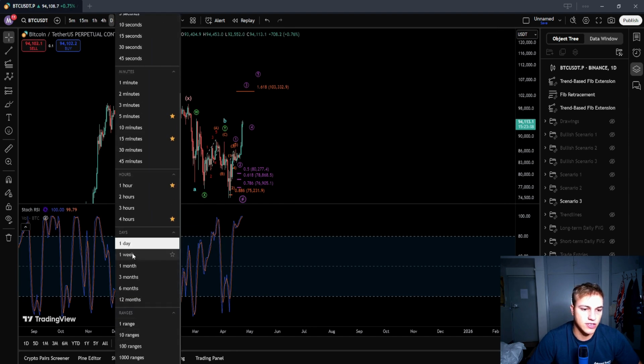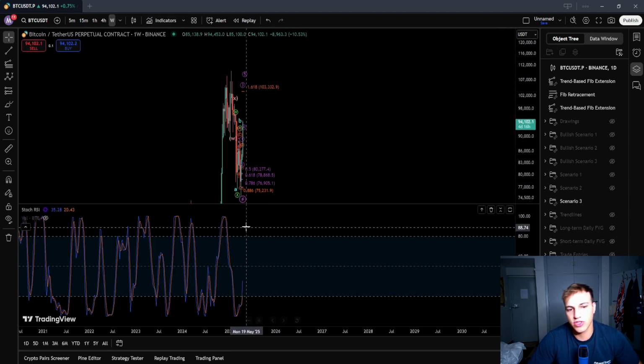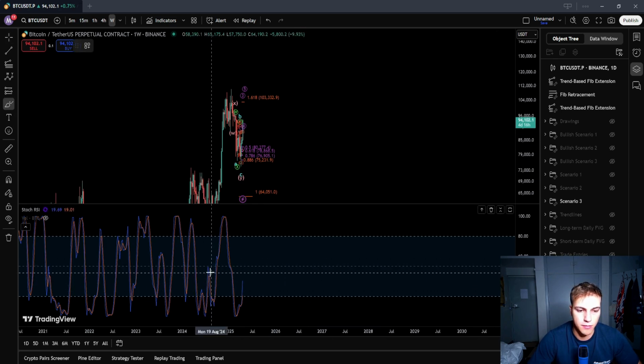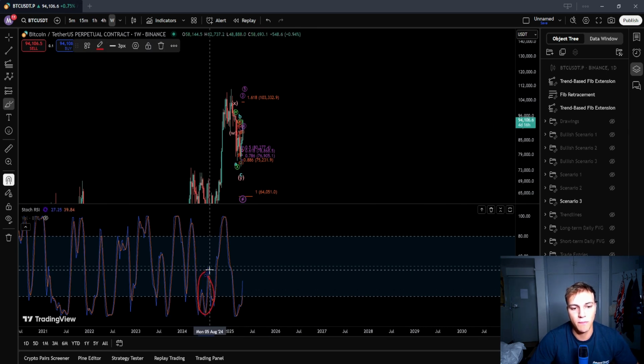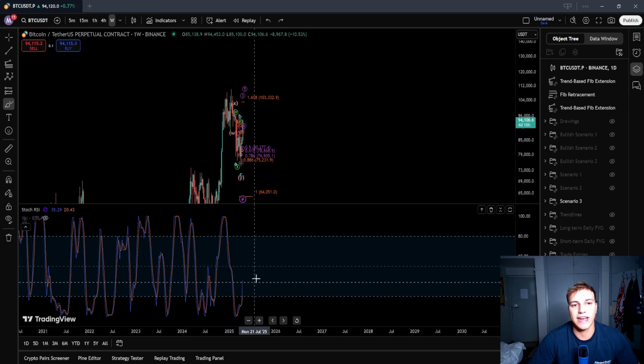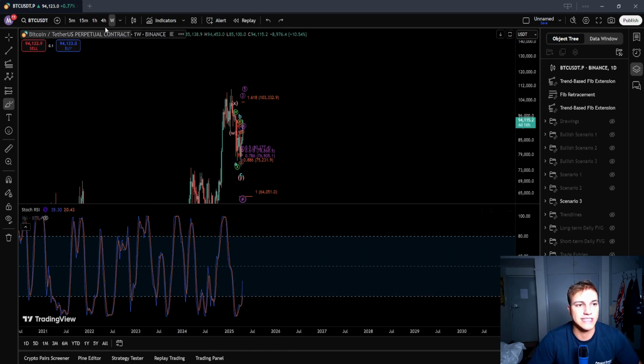Let's actually look at the weekly. I have no clue what this is. It is still coming up on the weekly, possibly something along the lines of what we saw in July 2024. But the weekly RSI is less likely to have a big impact on daily price action.